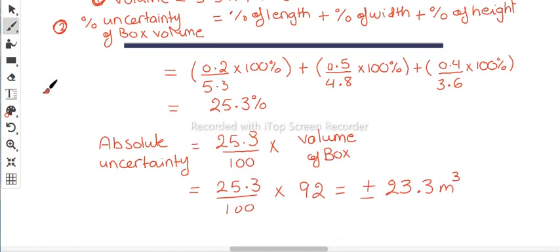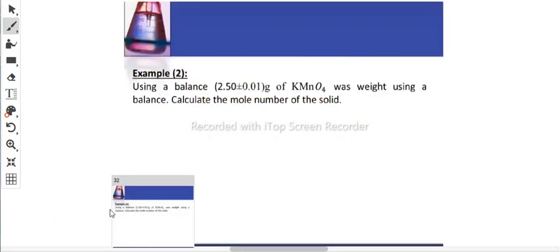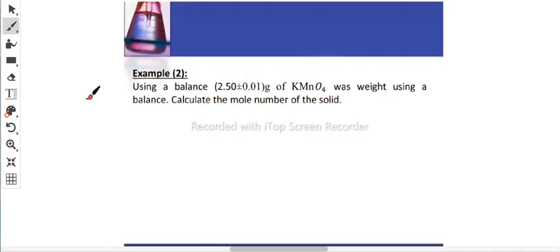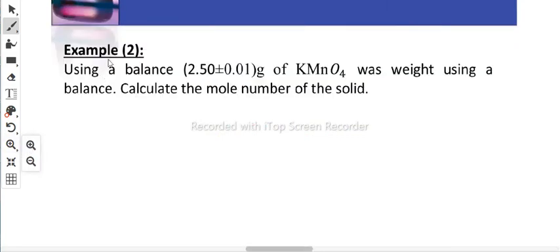Finally, you're going to go through the absolute, into which you will take your percentage, divide over 100, and multiply it by the value. Your absolute should always be a plus minus uncertainty. So in 92 meter cube, it is with a plus minus 23.3. You can write it as 23 only. Now we're going to have another example, and this is the last example for the calculations.